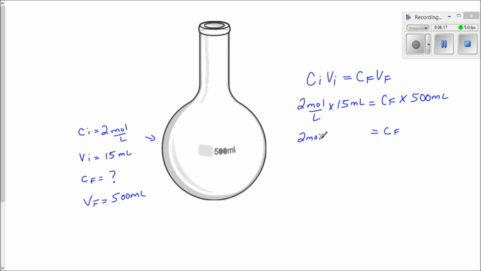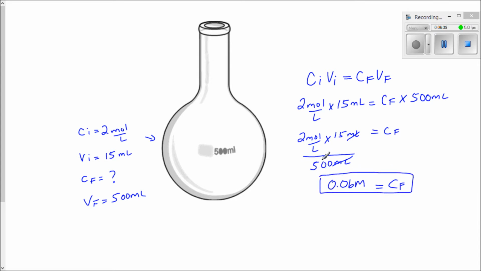So we have 2 moles per liter times 15. And since 500 is being multiplied on this side, it's going to be divided on the other. And this is what we get. Milliliters will cancel out, and CF is going to be equal to 0.06 moles per liter. And that's pretty much how we use the dilution equation. We write down what we know, use I's, V's, and F's, and it actually saves us time when we do our calculations. Specifically, we're looking for dilution equations where the amount of solvent is changed, or concentration type questions where you're concentrating a solution, and you really have 3 values.